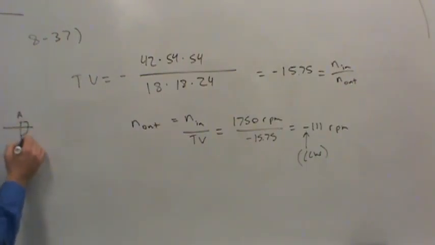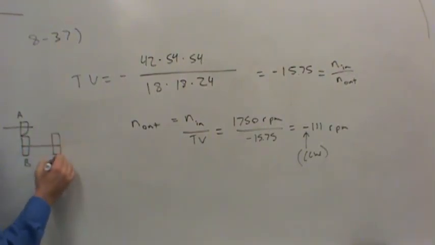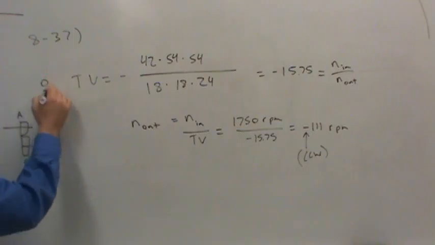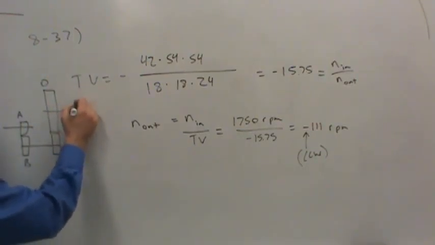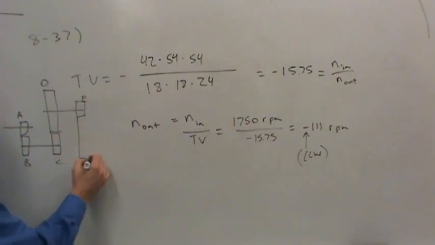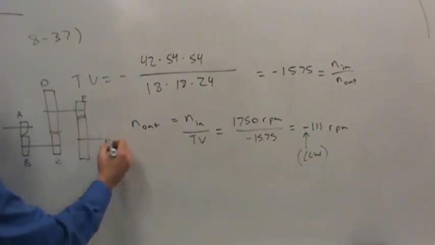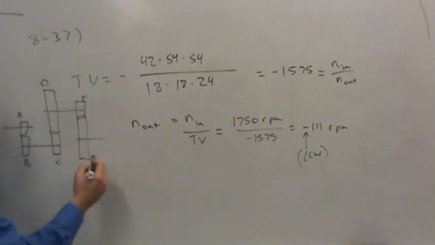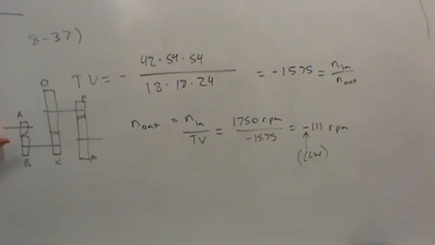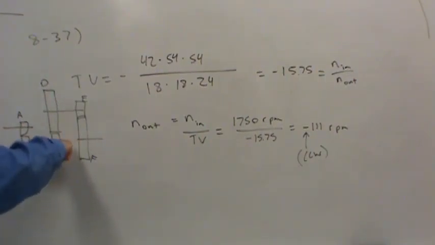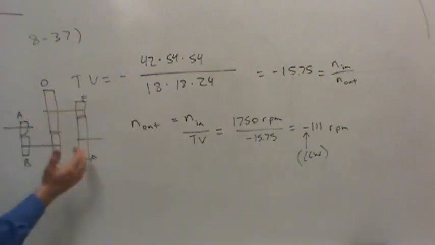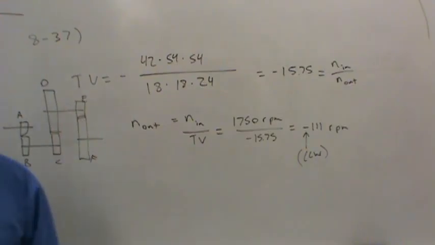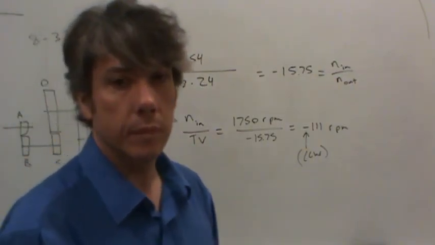So A is here, B, C, D, E, and then finally F. Whoops. F here. Right? Well, if A is rotating clockwise, then B is rotating counterclockwise, which means D is rotating clockwise, which means F is rotating counterclockwise. Okay. Any other questions? All right.